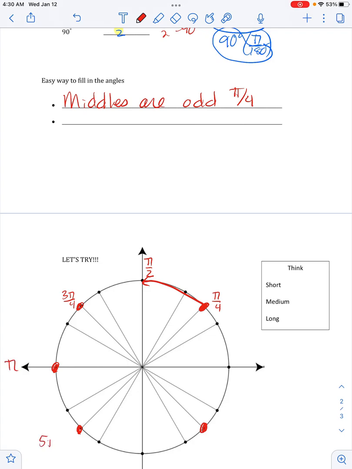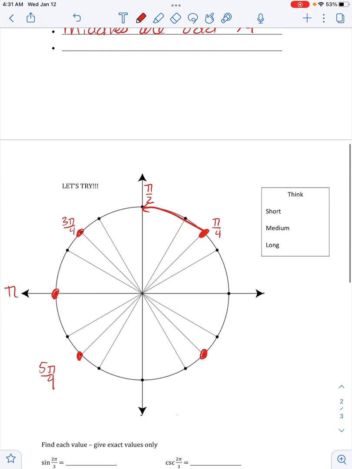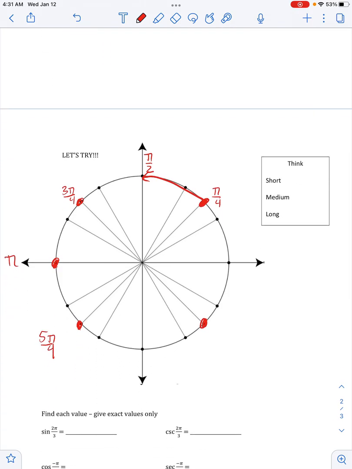This bottom left in quadrant 3 is 5 pi fourths. The bottom would be 6 pi fourths, because I'm counting by pi fourths, but that would reduce to 3 pi halves. So it doesn't look like a pi fourths. And then here I'm at 7 pi fourths. All the way around would be 8 pi fourths, which not surprisingly reduces to 2 pi, because that's what all the way around is.